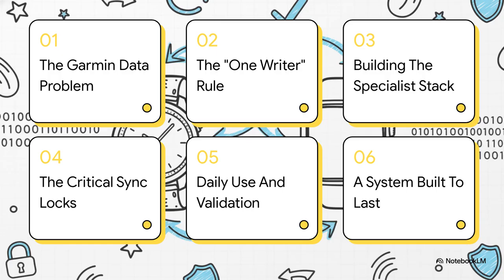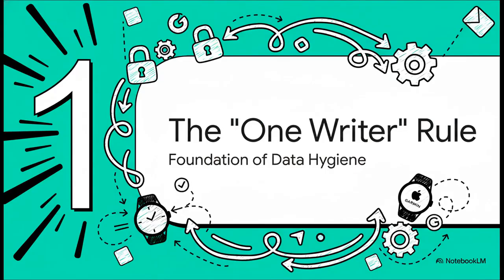All right, so here's our game plan. We'll start with why this is a problem in the first place. Then we'll cover the single most important concept, the one-writer rule. After that, we'll build our specialist app stack, lock in the critical settings, run a quick validation test, and finally show you why this system is truly built to last. Let's get into it.